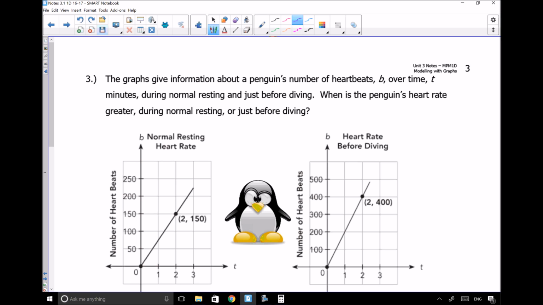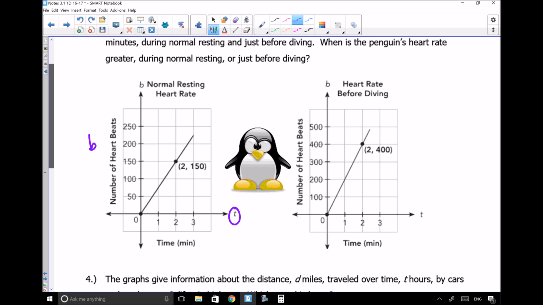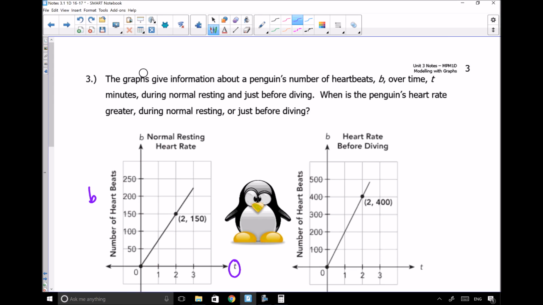All right, so let's take a look at number 3. It says the graphs give information about a penguin's number of heartbeats B over time T. Here this is time, here this is the number of heartbeats B. During normal resting and just before diving, what is the penguin's heart rate? When is the penguin's heart rate greater? So I need to know what the constant rate is. How do I know that this has a constant rate? Because I have a straight line. How do I know this is direct variation? Because it starts at the origin and I have a straight line.